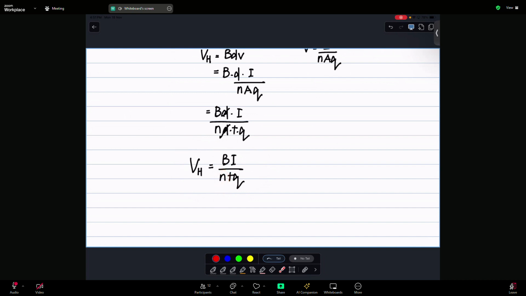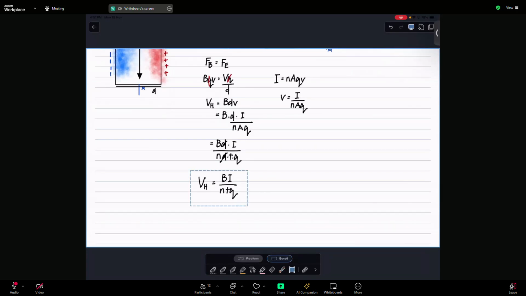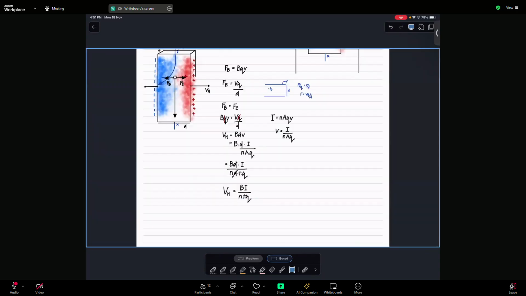Is that okay? And that is the formula. This is the derivation that you have in your syllabus. VH equals BI divided by NTQ. Okay.